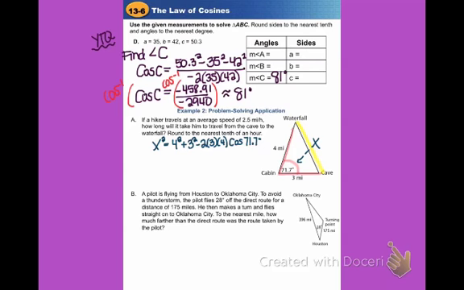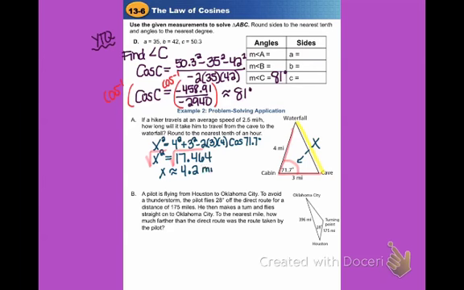So let's figure out what that entire thing is: 4 squared plus 3 squared minus 2 times 4 times 3 times the cosine of 71.7 degrees. And that turns out to be about 17.464. Now we're trying to find out what x is, not x squared. So we have to take the square root of both sides, and that's going to leave us with approximately 4.2 miles we need to go, to the nearest tenth.